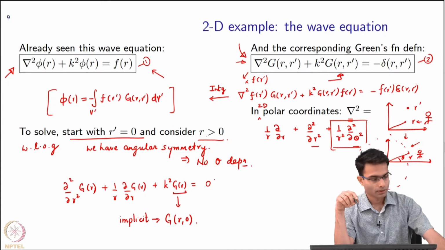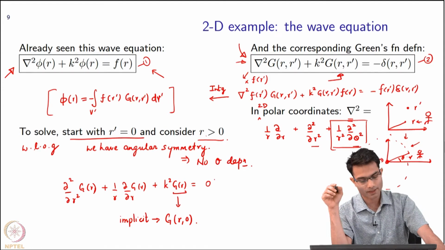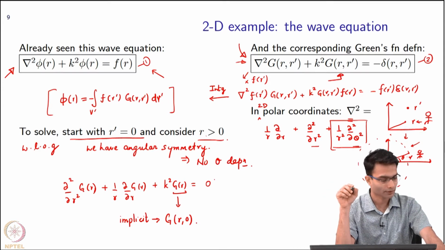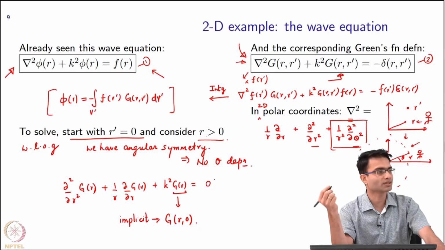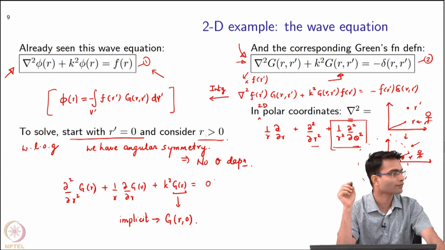Okay. We will deal with the singularity, the r equal to 0 point, in the very end, as we had done in the 1D example. Fine. So now this is the second order homogeneous differential equation that we want to solve. Let us try to get it into a little bit more familiar form.